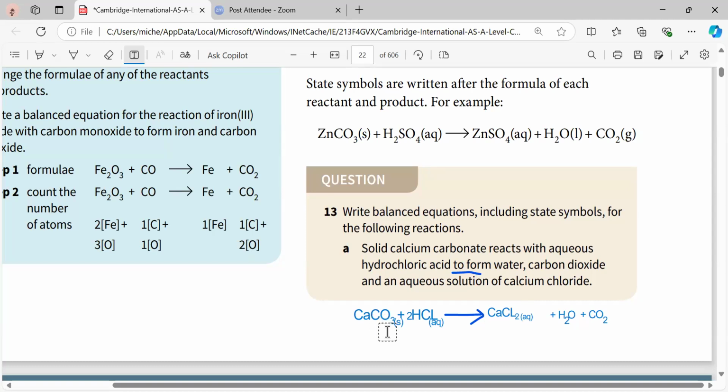So calcium carbonate plus 2 HCl equals CaCl2 plus water plus CO2. Okay, I almost forgot to include the state symbols here. So it has been completed. This one is solid, aqueous, liquid, and gas.